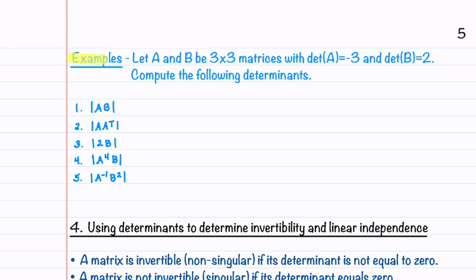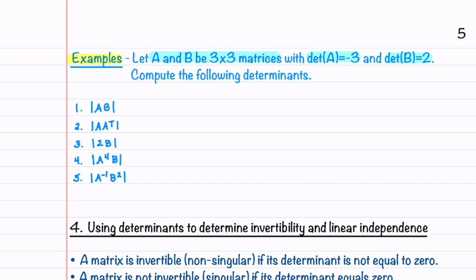Let's now walk through some examples and see how these properties are used in practice. In our example, A and B are 3 by 3 matrices. The determinant of A is equal to minus 3, and the determinant of B is equal to 2. We're asked to compute the following determinants.